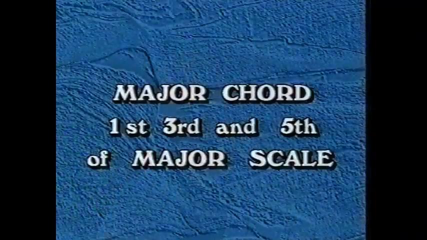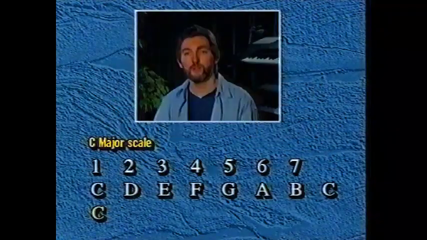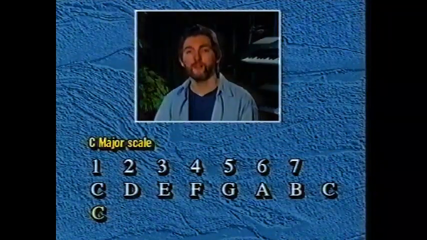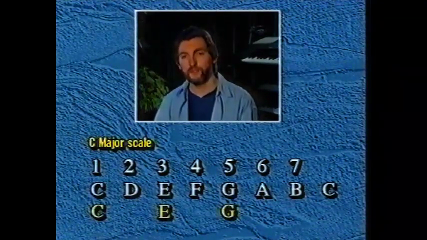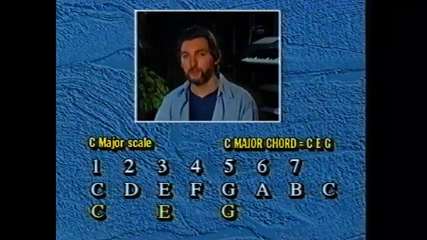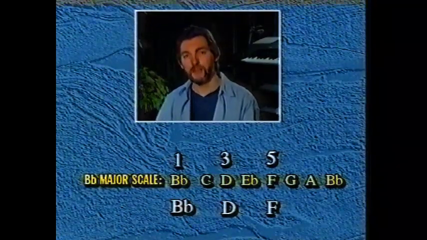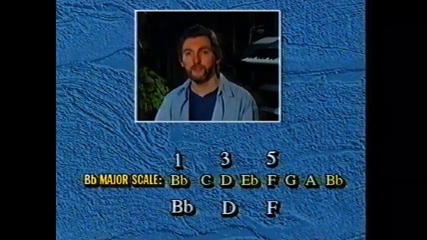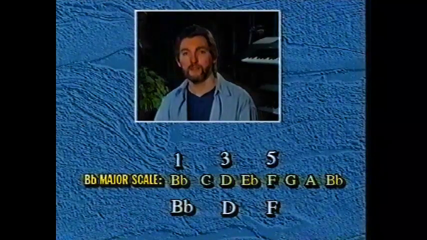Well, I can now give you some formulas so that you can work out any major or minor chord. A major chord contains the first, third and fifth notes of a major scale. So, for a C major chord, look at the C major scale. The first note is C, the third is E, and the fifth is G. How about a B flat major chord? Well, look at the B flat major scale. The first is B flat, the third is D, and the fifth is F. So a B flat major chord has B flat, D, and F.